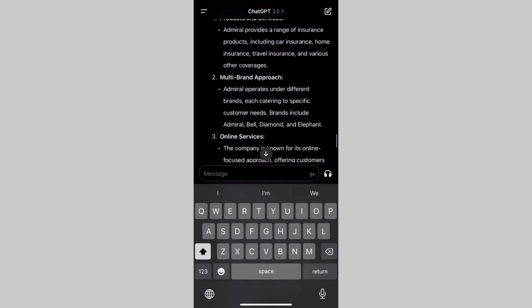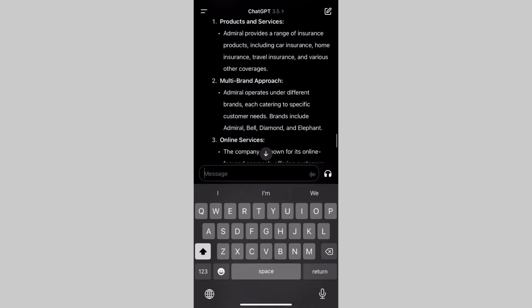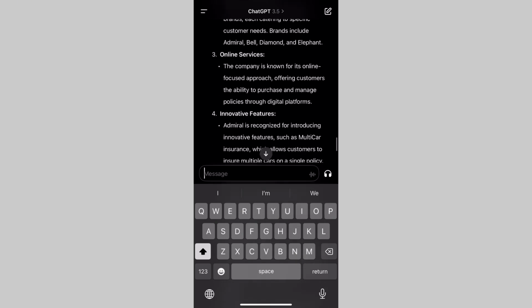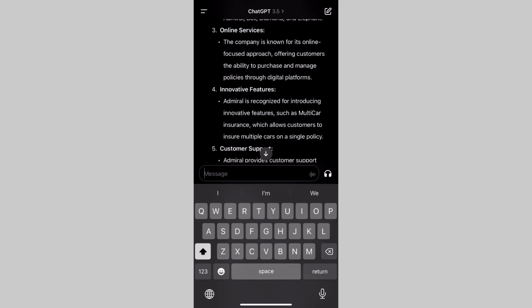Okay, so like number one, products and service. Number two, multi brand approach. Number three, online service. Number four, innovative features. Number five.